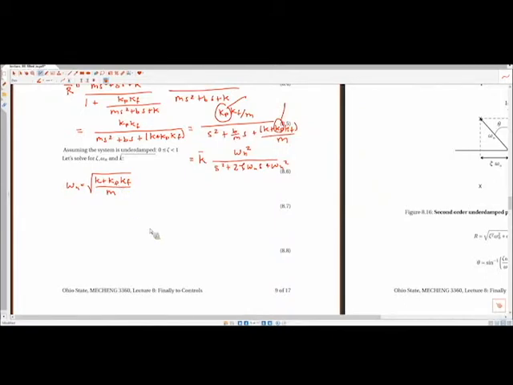So we have this expression for natural frequency. We can also have an expression for k bar. If we know that the term in the numerator here is k bar times natural frequency squared, that equals kp kf over m.